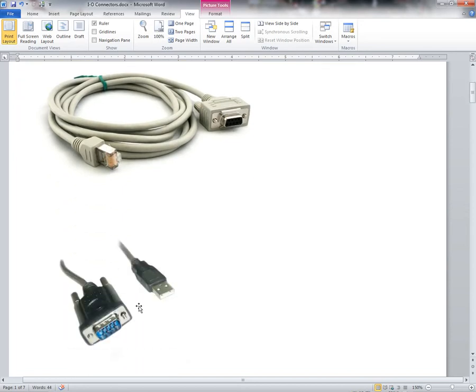I have solutions. You can get converters. So one end has a USB connector, so you plug that into the USB, and then the other end becomes a serial port for you. And then you would plug this cable into this end, and that converts it to serial. And then you can go ahead and use your console connection software in order to do the connection.